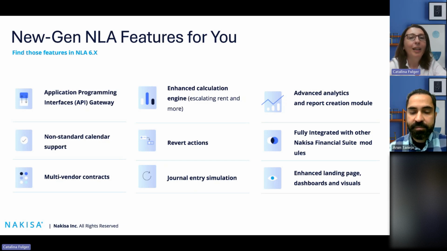Then a few other important features. They're all into a multi-type of support, so multi-vendor. Then we have the journal entry simulation. So before posting any entry, you can visualize it. You can see the debits and the credits, and you can see what's in there. So all this comes hand in hand with the need to validate, the need to check before actually completing the action.